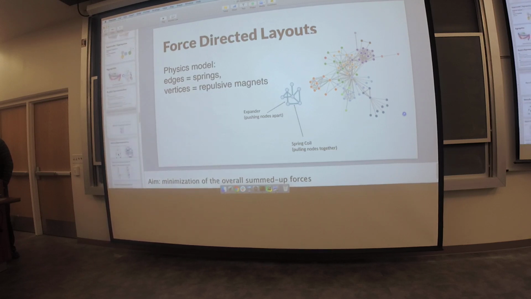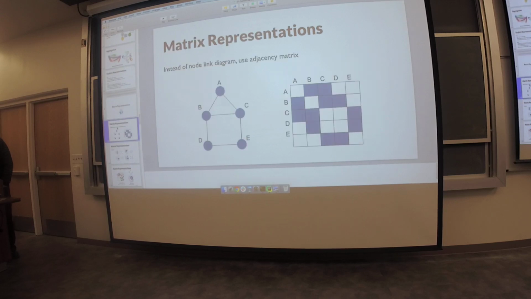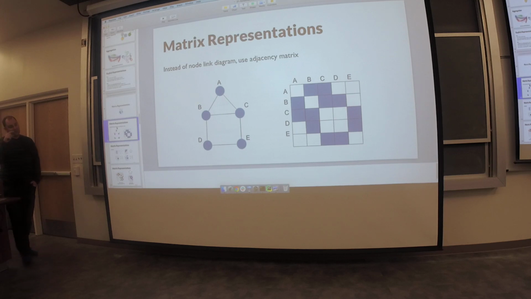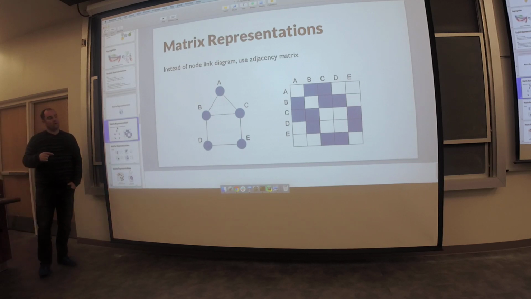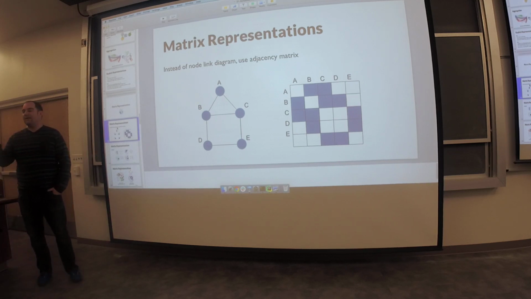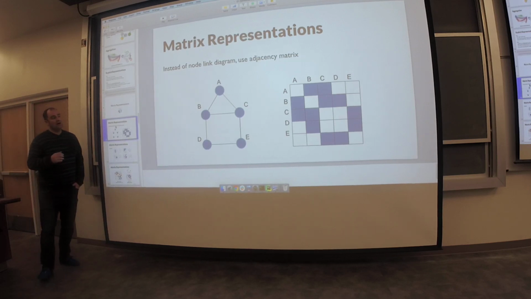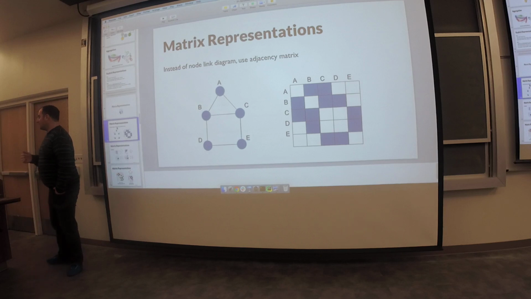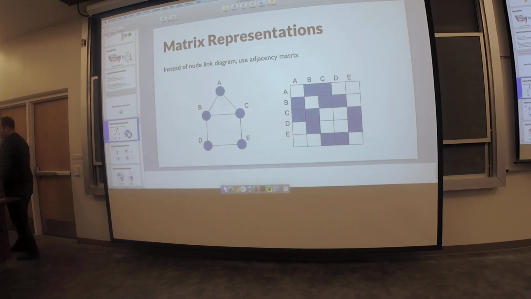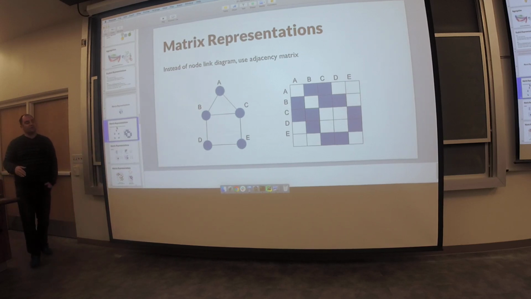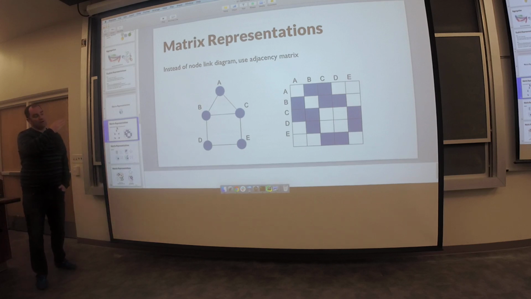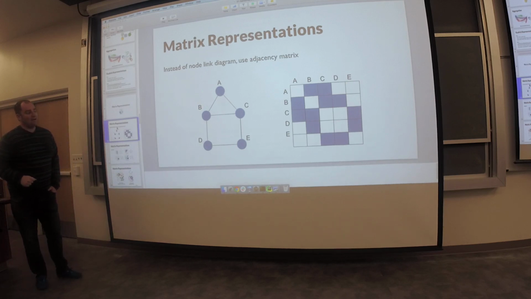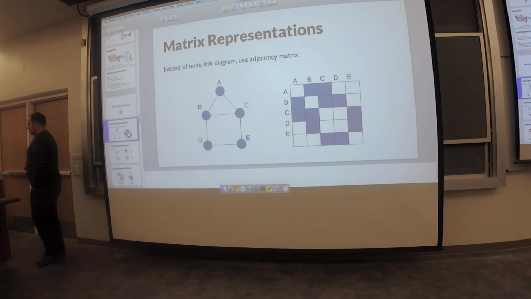Then we did talk a little bit about adjacency matrices, and so adjacency matrices, instead of using nodes and links, as you can see on the left, we have a matrix where each row and each column corresponds to a node, and the filled-in cells correspond to the edges. And so here you have an example of a symmetric matrix because this is an undirected graph, so you have basically the same edge entries on both sides of the diagonal.